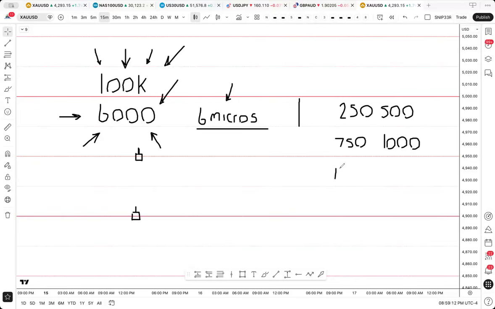5 micros, that's $1,250. Six micros, that's $1,500. Now, do you see what I'm doing here? Do you see what's happening?